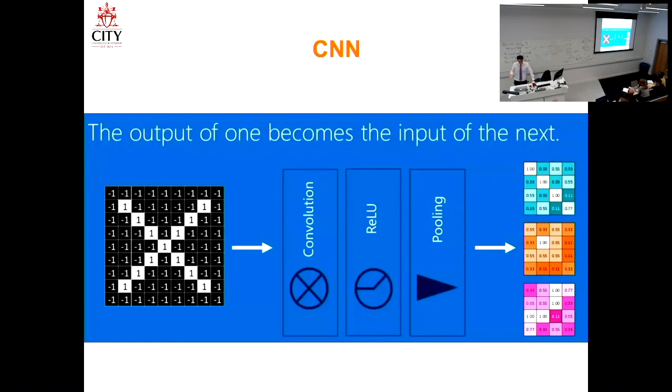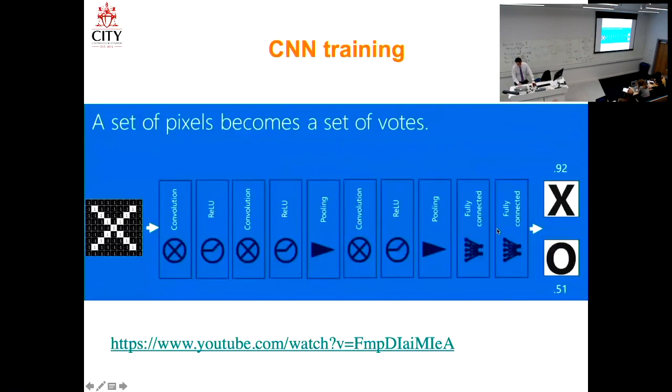The conclusion of the CNN is that your input image is convolved, goes through an activation function and pooling. And this keeps happening several times.